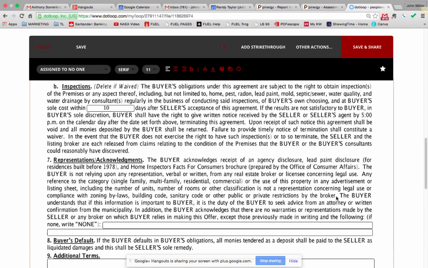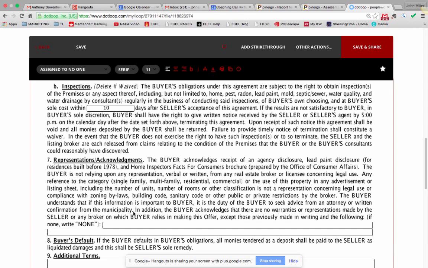So what advice would you give a buyer if they're signing this offer that says this? Well, they should go find out that anything that's in that listing sheet, or that the listing agent or the seller is saying, they need to confirm through their own due diligence. Go to the town hall, go to the Board of Health, go to the assessor's department, and find out that any and all of these things are true. Right. And that they're accurate. The buyer understands that if this information is important to the buyer, and it should be, of course, it is the duty of the buyer to seek advice from an attorney or written confirmation from the municipality.